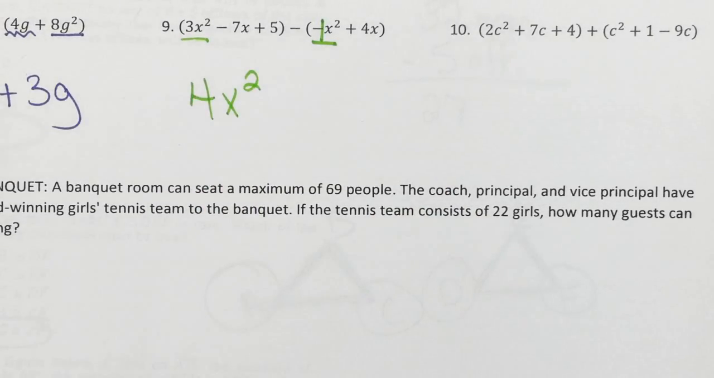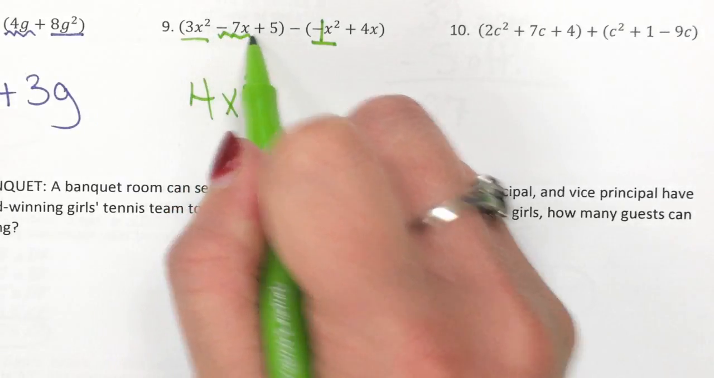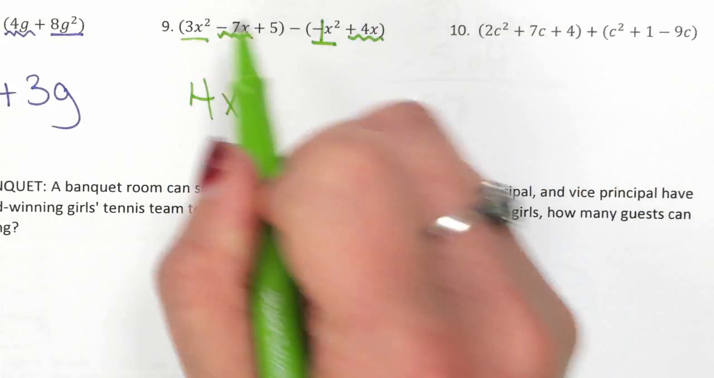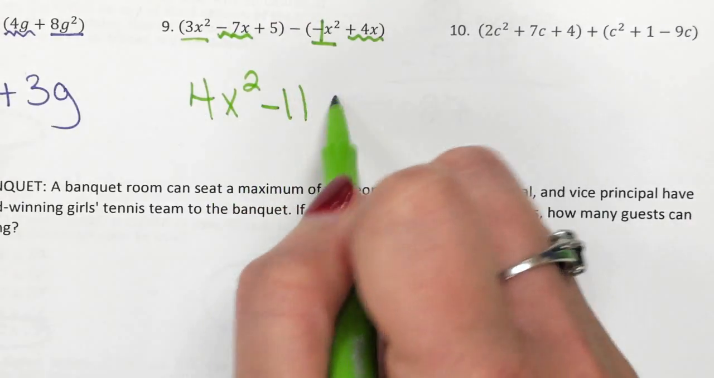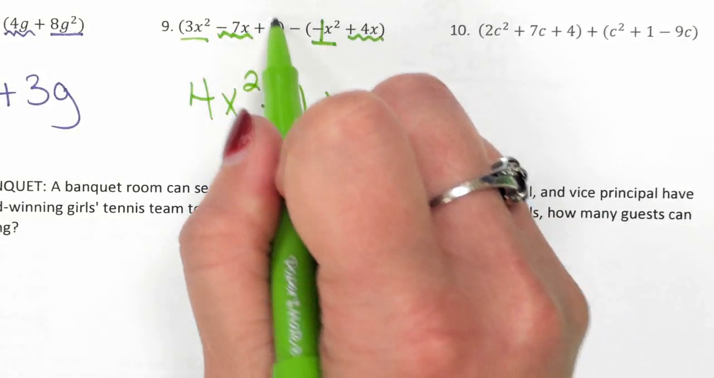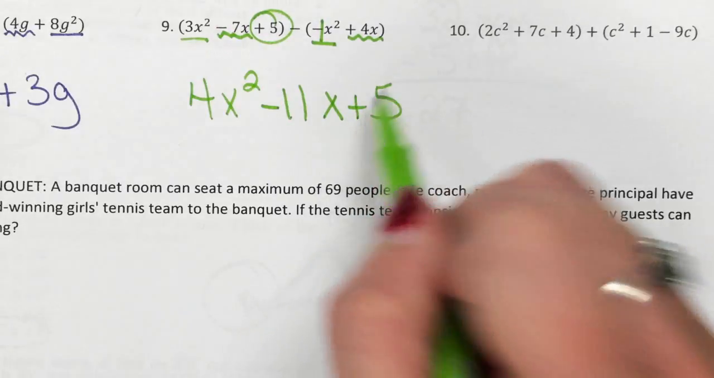Very nice. All right, now what am I going to do? Now you're going to subtract negative 7x from 4x. All right, what's negative 7 minus 4x? There you go. Very nice. And then what do I do with this guy? There you go.